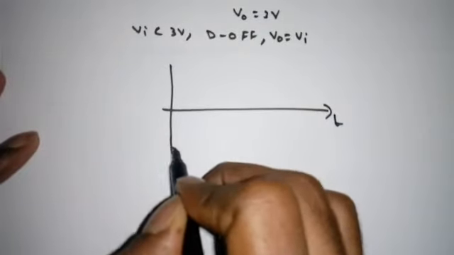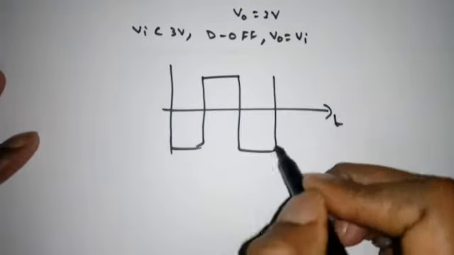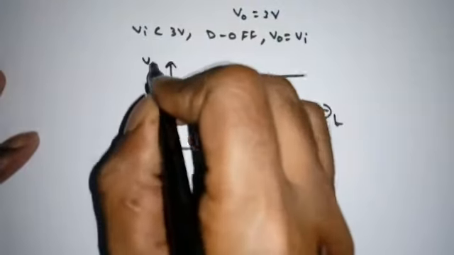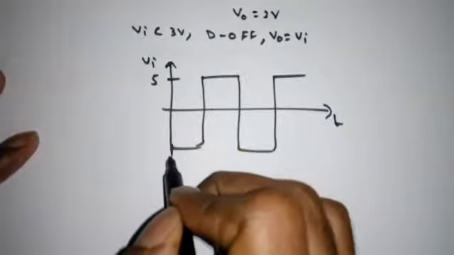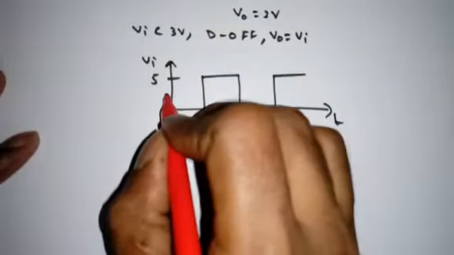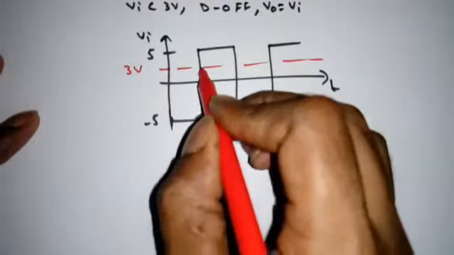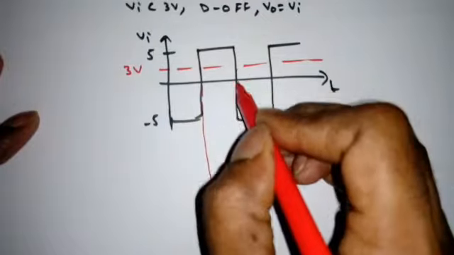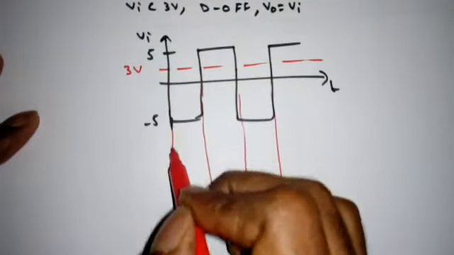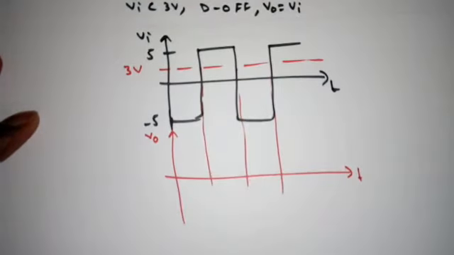Now how to draw the output waveform? So starting is negative half cycle. It's no problem. This is the input waveform Vi. This is 5 volt, minus 5 volt. Now there is a reference level, that is 3 volts. This is the 3 volts. Now see, this is T, this is the V0.